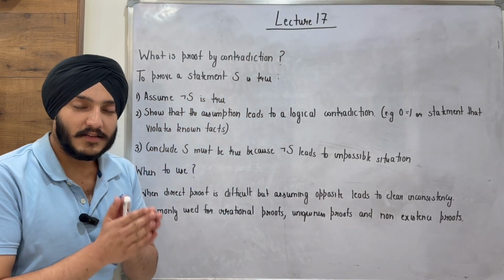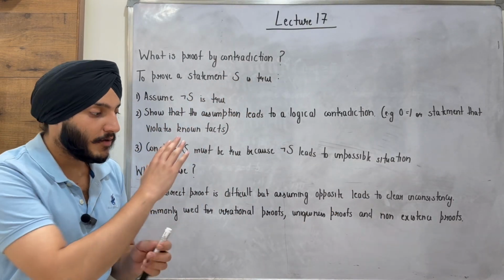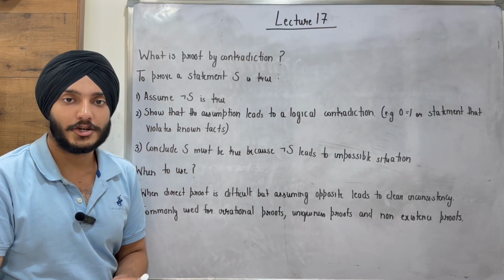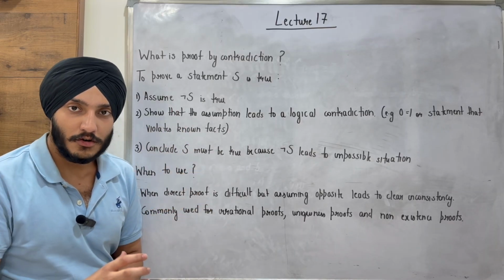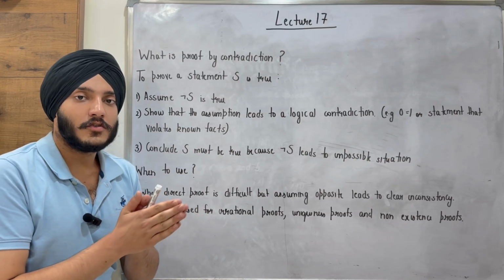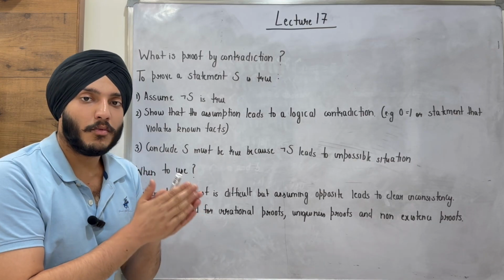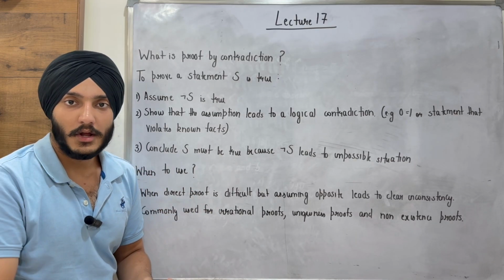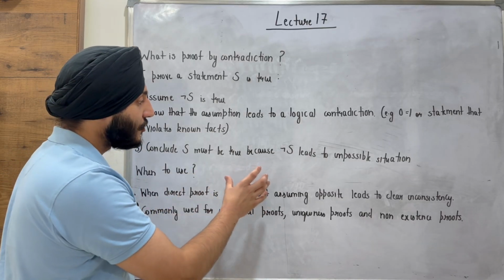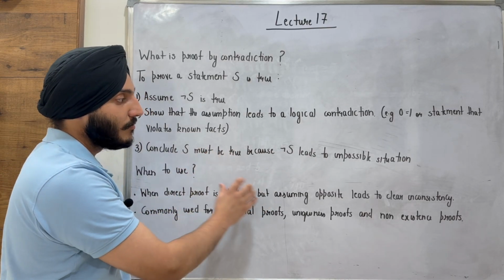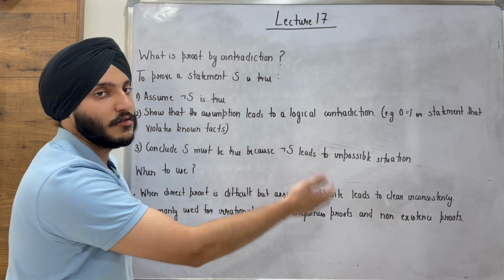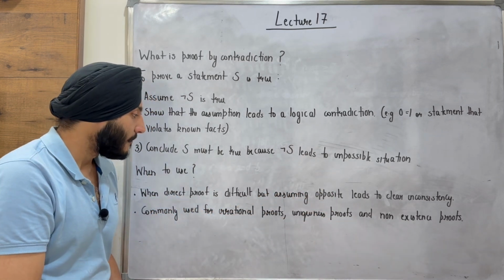So this is the basic idea of the process you follow in a proof by contradiction. Start by assuming the negation, do some calculations or make some assumptions to reach a point where there's a contradiction. And when there's such a contradiction, then S must be true because the negation of S leads to a contradiction.